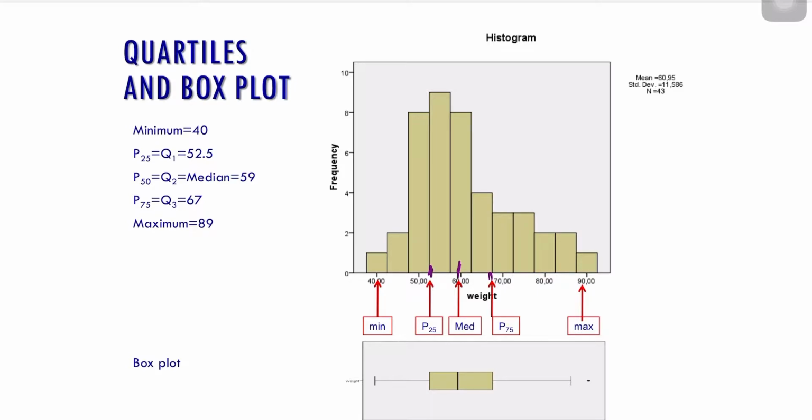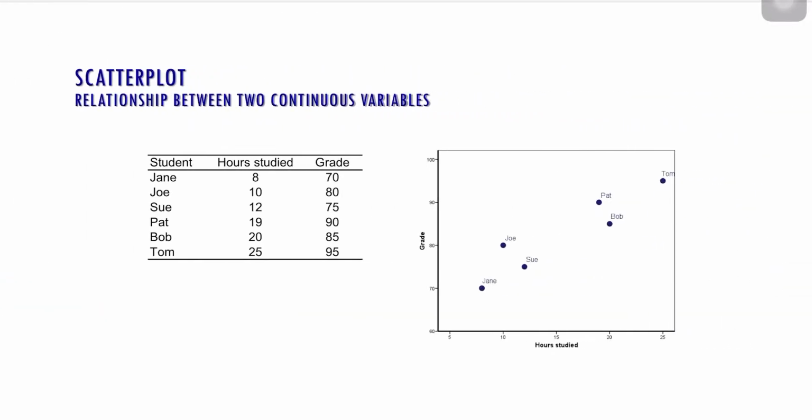And from this graph, we can find here is the minimum. Again, we have a maximum, we have a median, or we can say another name is Q2 or P50. This is the Q1 or P25. Here we can show Q3 or P75. We can show all of the graph in the histogram and the box plot.